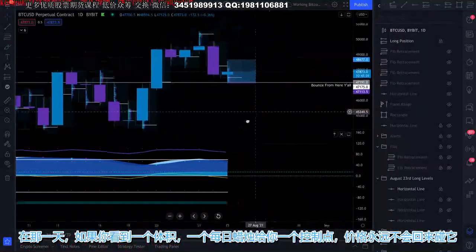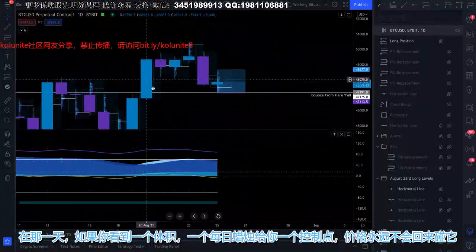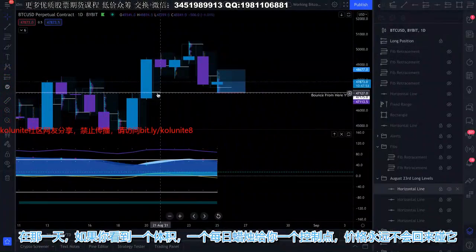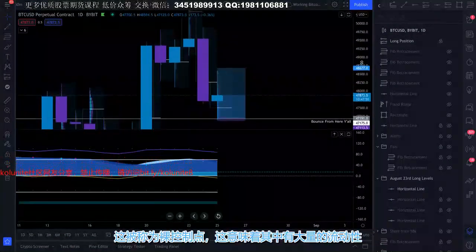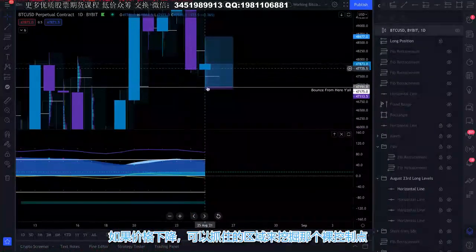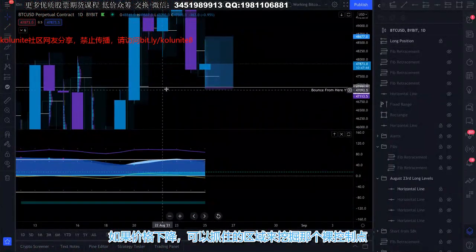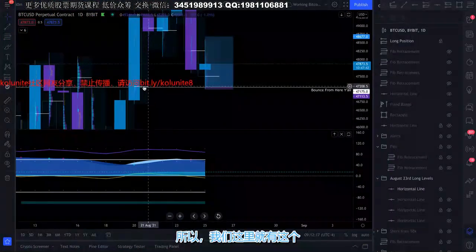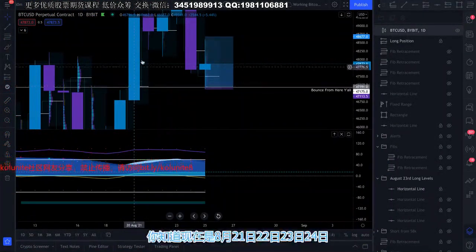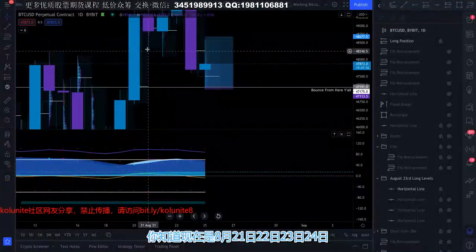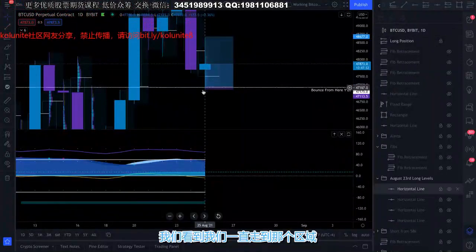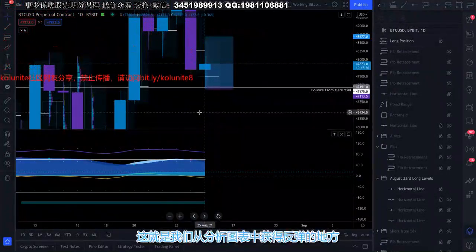And if you ever see a daily candle giving you a point of control, and price never comes back to touch it, that's called a naked point of control, which means there's a lot of liquidity in that area that can be grabbed if price comes down to tap that naked point of control. So we had this one right here, this naked point of control from August 20th, and it's been August 21st, 22nd, 23rd, 24th. Finally on the 25th, we see we whipped down right to that area, and that's where we get our bounce from.